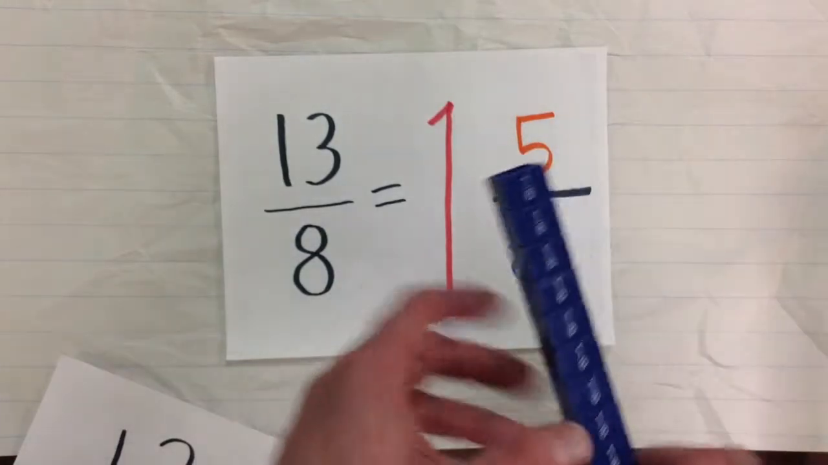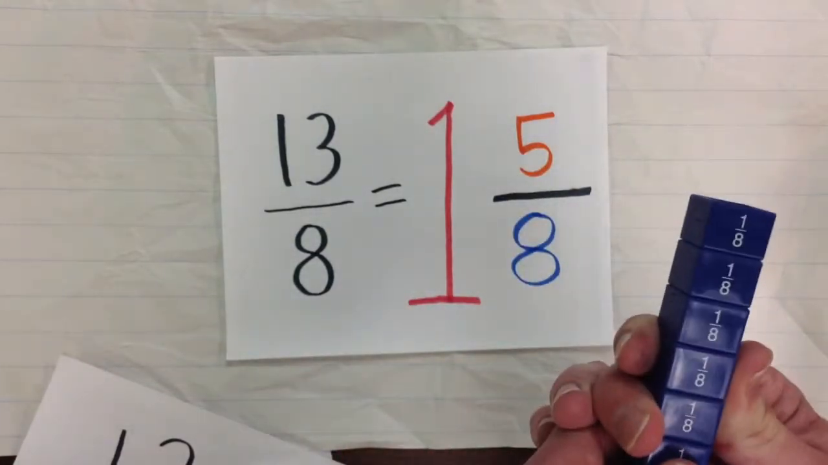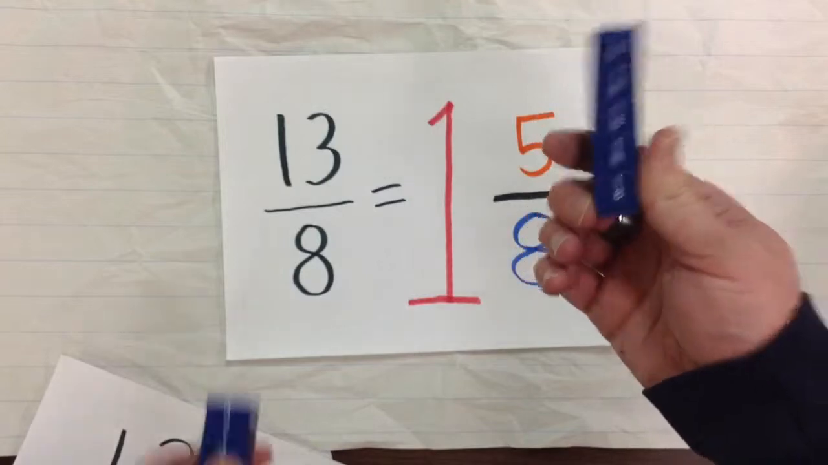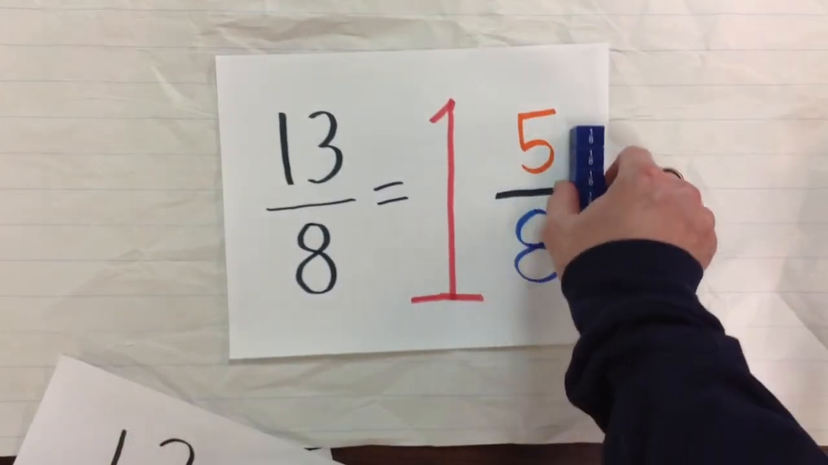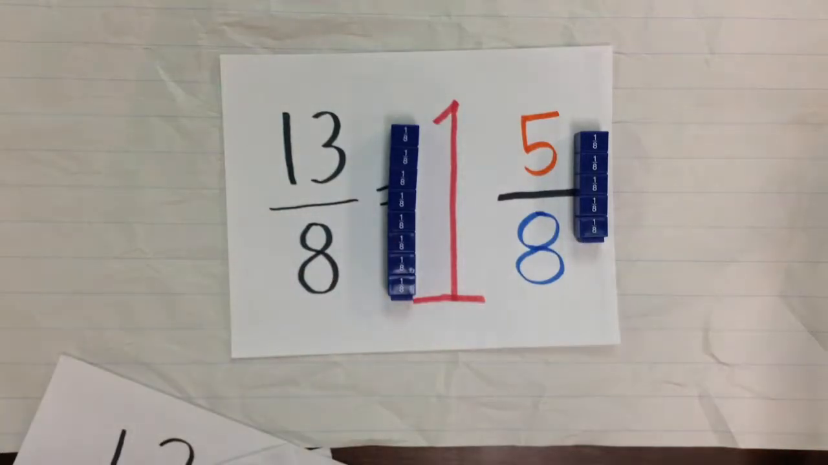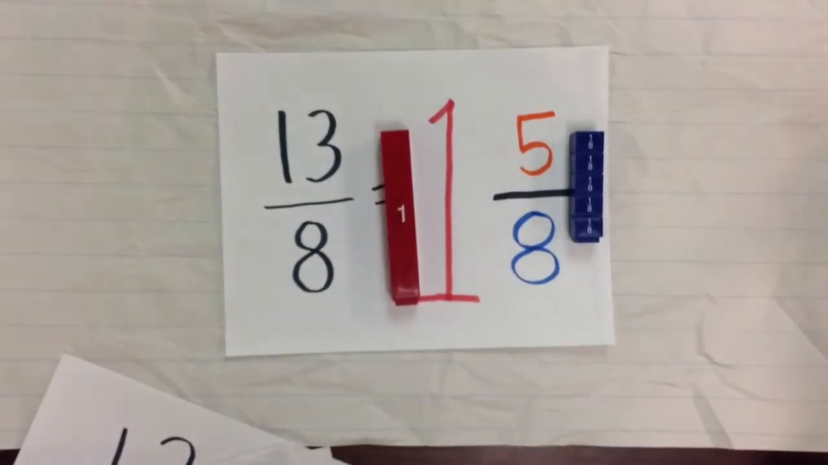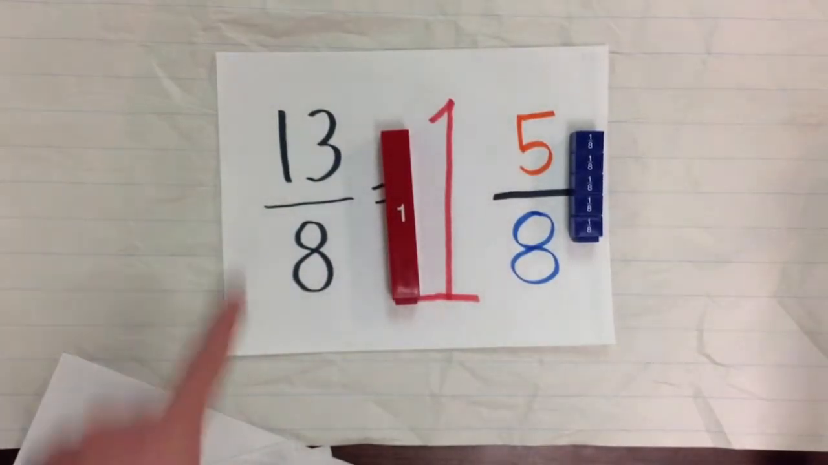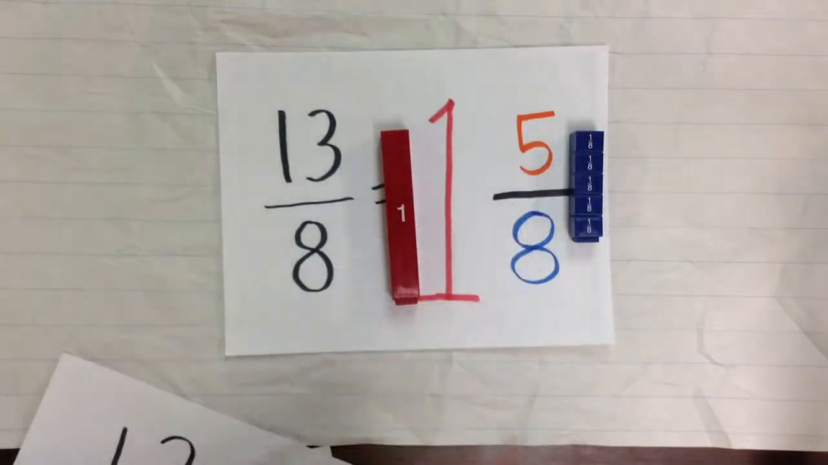Let's see if that actually works. That means that I should be able to take 5 of these off for 5/8, and then this should equal one whole. Let's see if it does. Boom! One whole. 13/8 is equal to 1 and 5/8.